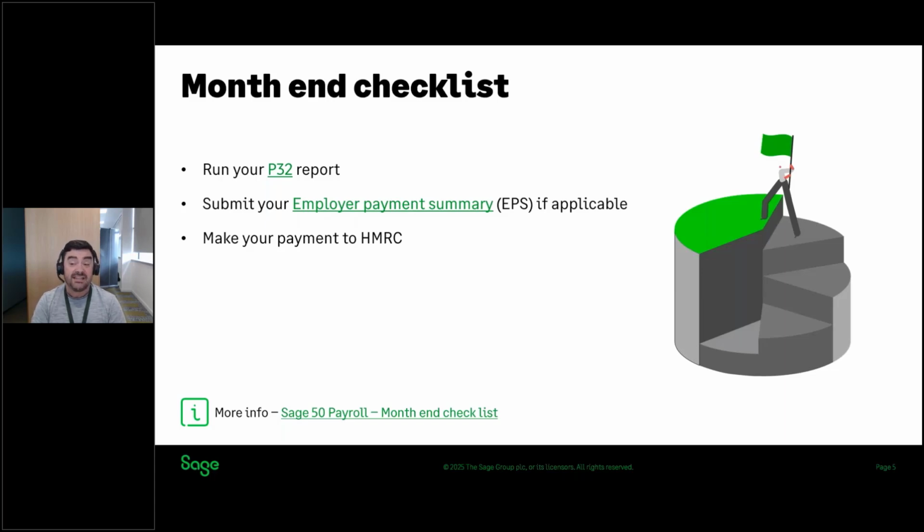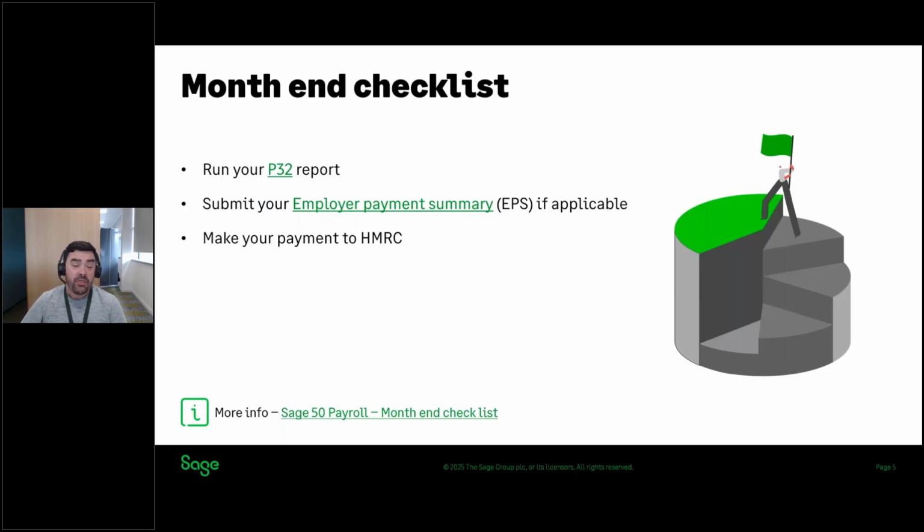So the 3 steps are to run your P32 report, which breaks down your liability and what you need to pay to HMRC. Submit an employer payment summary, EPS, if applicable. And we're going to explain when you need to do that. And then last but not least, ensure that you make your payment of tax and NI to HMRC by the payment deadline, which is the 19th of the month if you pay by cheque, or the 22nd of the month if you pay electronically.